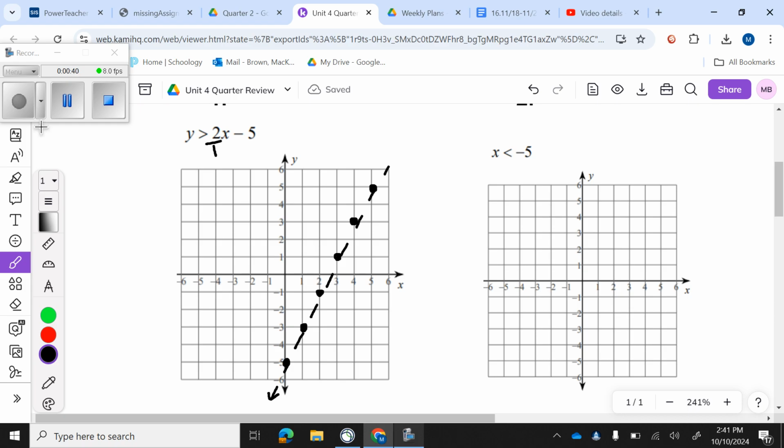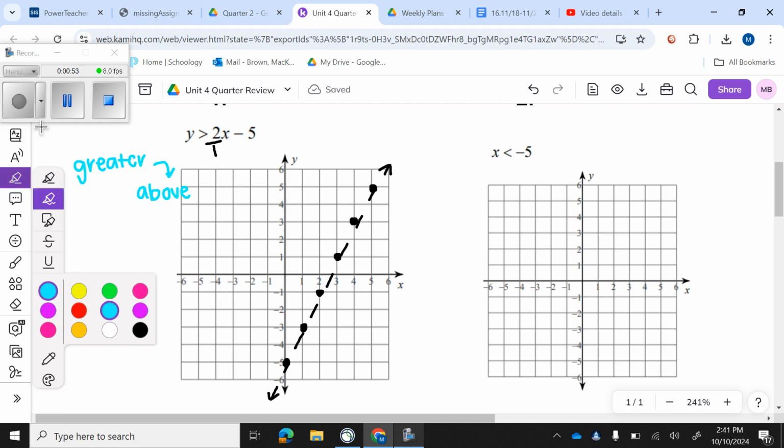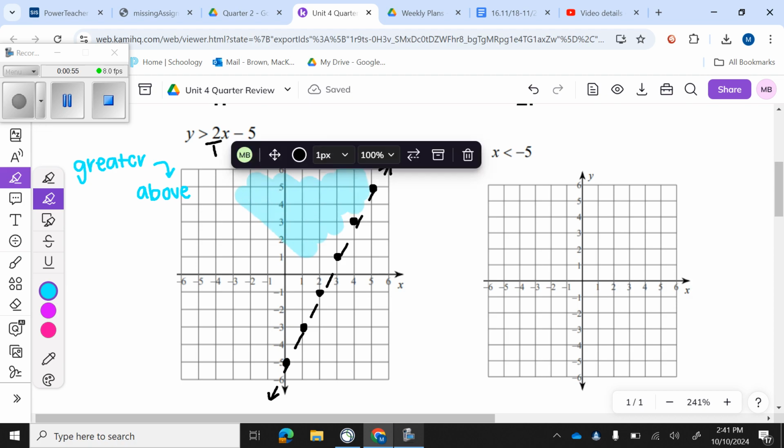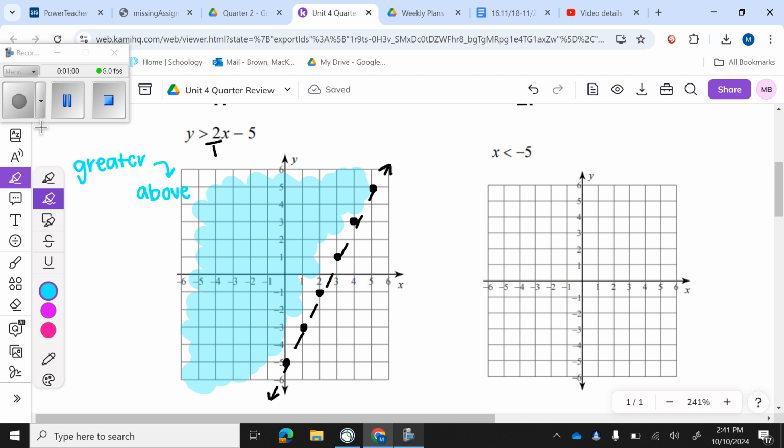And then I have to decide, do I shade above or do I shade below? Well, this says y is greater than, so I'm going to shade above. So I'm going to come in here and shade above this dotted line, so all of my solutions are in this blue feasible region. Okay?